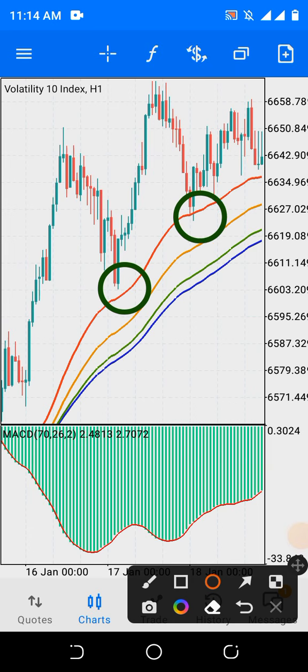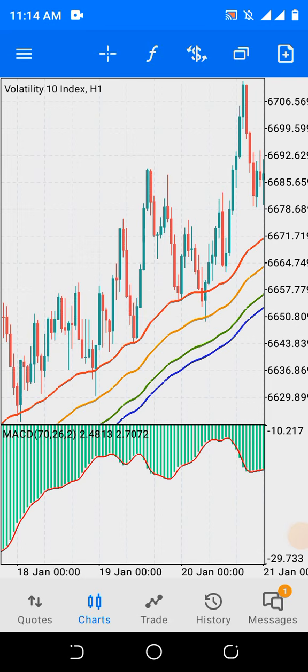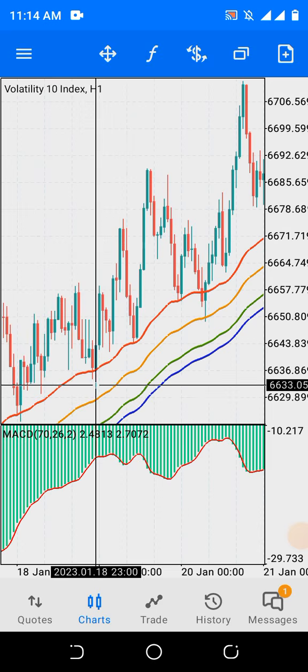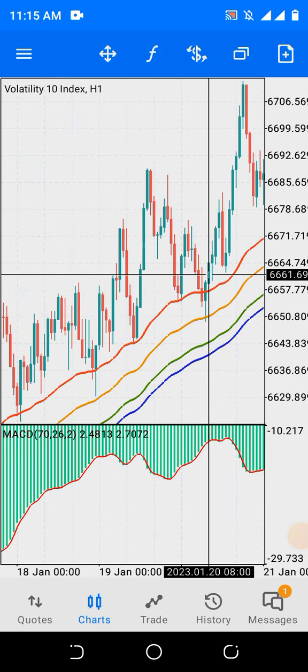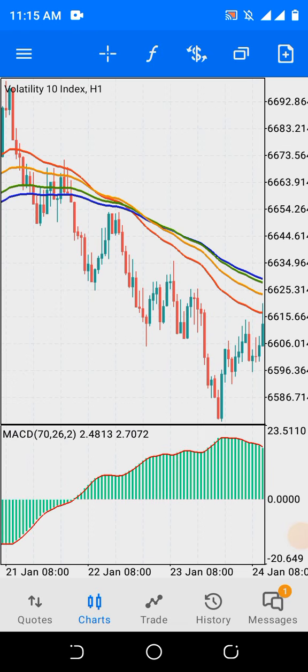Do you understand? So all your entries must be where the price retraces back. You see, all these are possible entries. Here is another possible entry. Here is another. Here is another one. Do you understand? So that is it. Do you understand? And here is another. So guys, this is a highly profitable strategy.